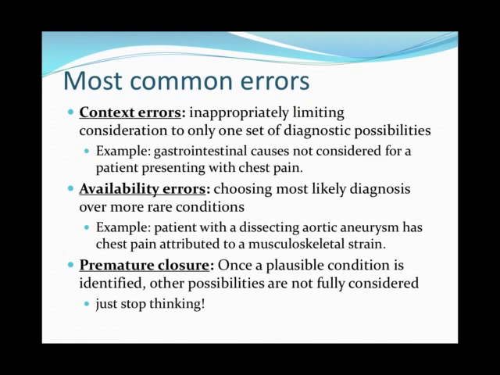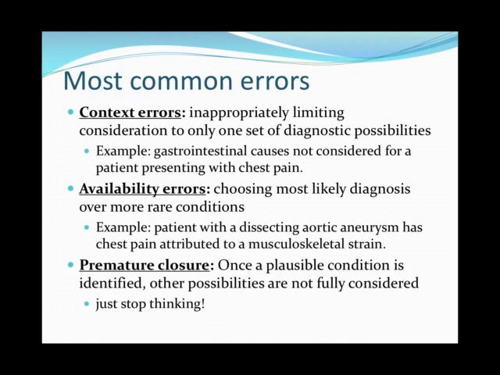And then premature closure. That's where, just like we said, once a plausible condition is identified, other possibilities are just not fully considered, where ultimately we just stop thinking. This is kind of like the history gathering ones we said before, where we're just not taking in all the considerations. Our possibilities are too narrow. Our differential diagnosis is too narrow.